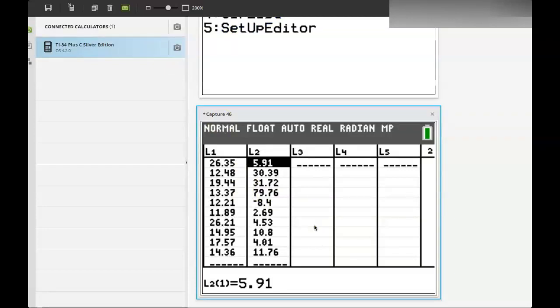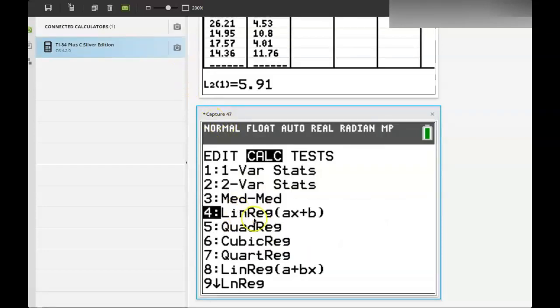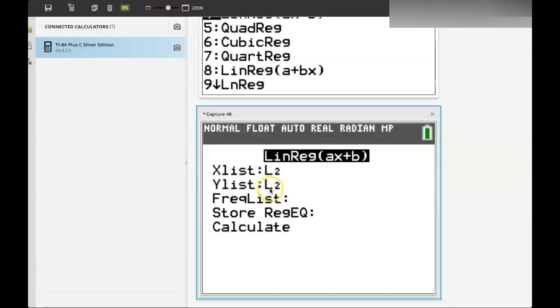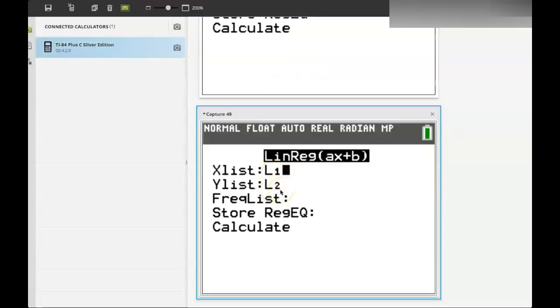Now we want to find the correlation coefficient, so press that, calculate, and then scroll down to number 4, linear regression. We have this one, press enter. You see, I have L2 here for X. I should fix that. X is L1, not L2. So press second, 1. Now I have L1, L2. Then enter, enter, enter.